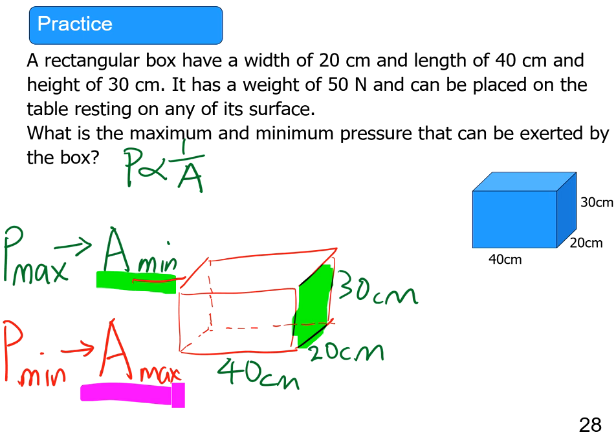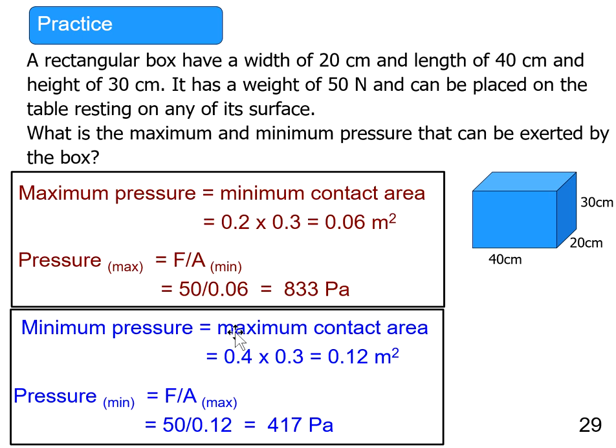So where is the largest contact area? It will be this face over here. So if your box is facing this, if this purple portion is facing downwards, then the pressure will be the least, because the weight is distributed over the biggest amount of area. So let's take a look at the answer.